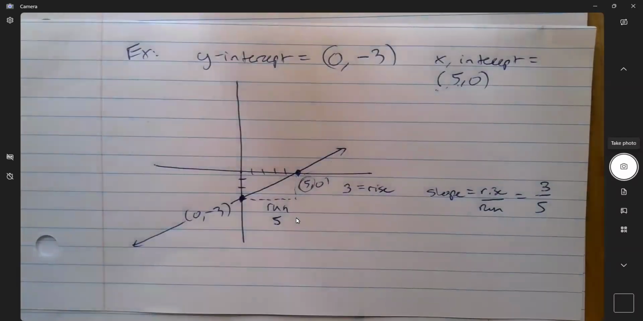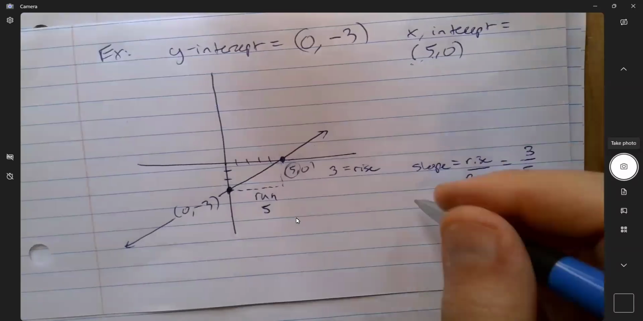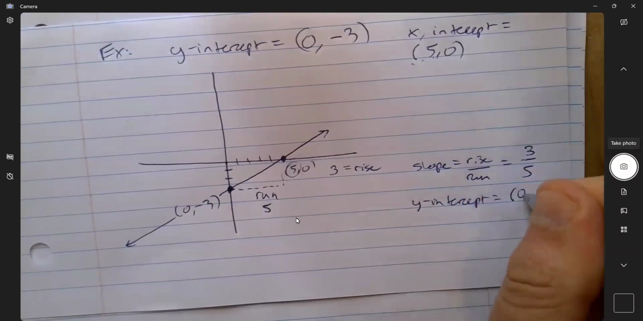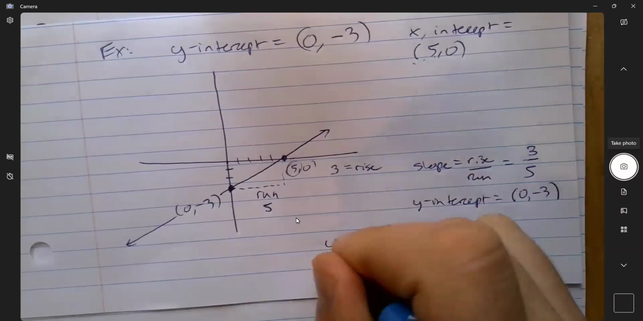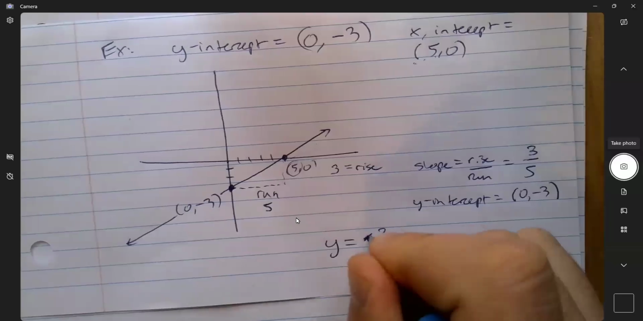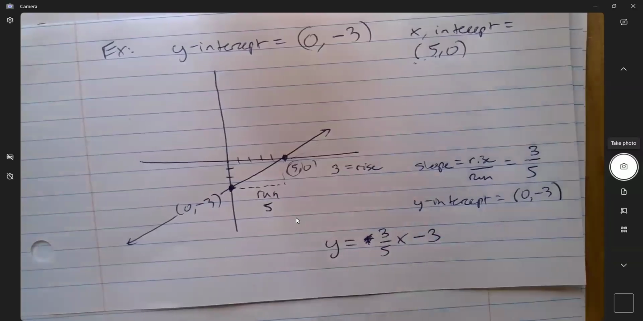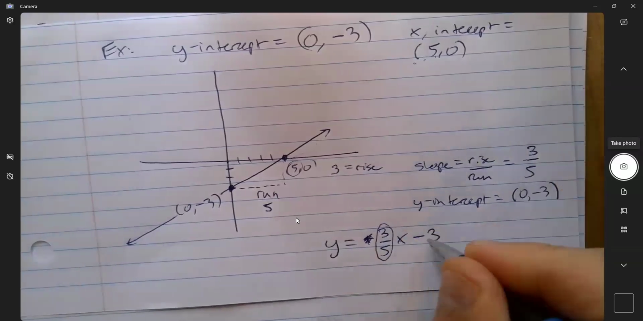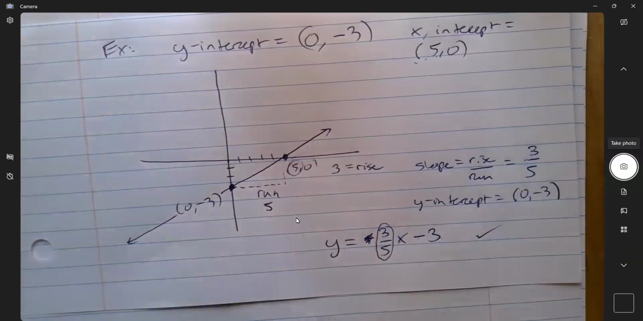Oh, by the way, I also know the y-intercept because I told you the y-intercept. It's (0, -3). So now I can super easily build my equation. It's 3/5 x, because that's the slope, minus 3. So it's very easy to build your linear equation when you're given the x-intercept and the y-intercept.